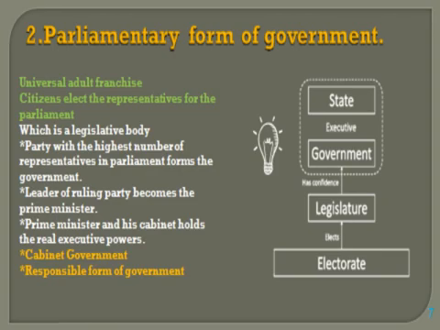So you can see that the government is formed from the legislative body, meaning from parliament. This government holds the executive power. The Prime Minister and his cabinet hold the real executive power. This is why this government is called the cabinet government. On the other hand, the cabinet and the Prime Minister are collectively responsible to the parliament. So this is why this is a responsible form of government.